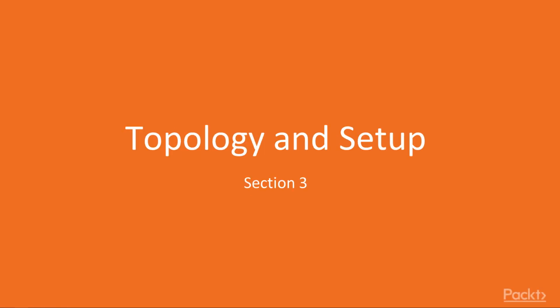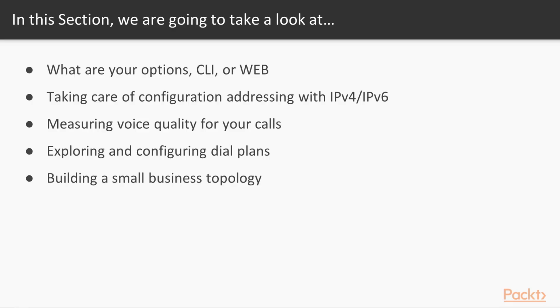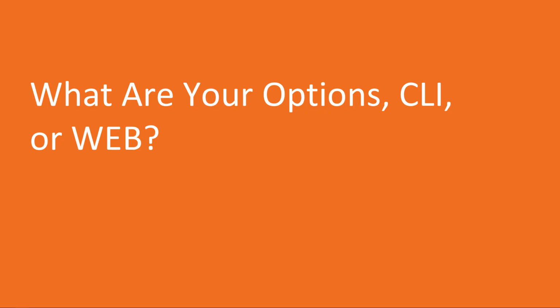Welcome to the section Topology and Setup. In this section, we're going to take a look at CLI versus web options, configuring your device with IPv4 or IPv6, quality of service examples, and dial plan configurations, and finally, we're going to round it out with a small business topology. In this video, we're going to look at web options for CLI and web.